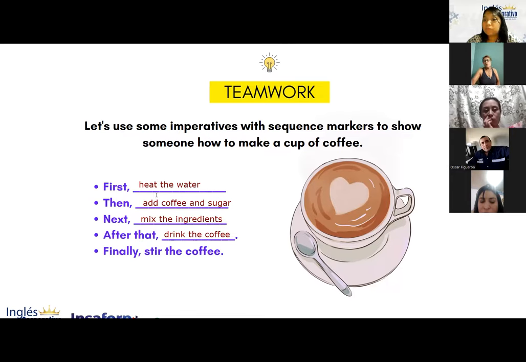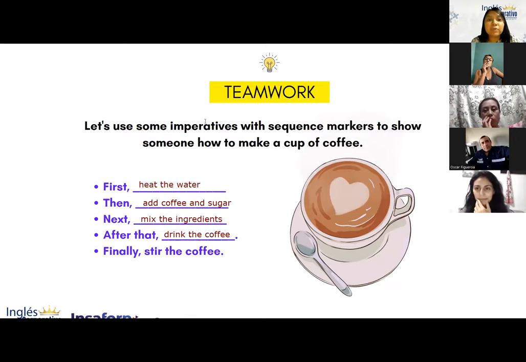Y según la pregunta, así se denota si es comando. It depends on the question. Aquí dice, how to make a cup of coffee. No le dice how do you make a cup of coffee. Le dice cómo se hace una taza de ¿cómo se prepara? So, how to make a cup of coffee.